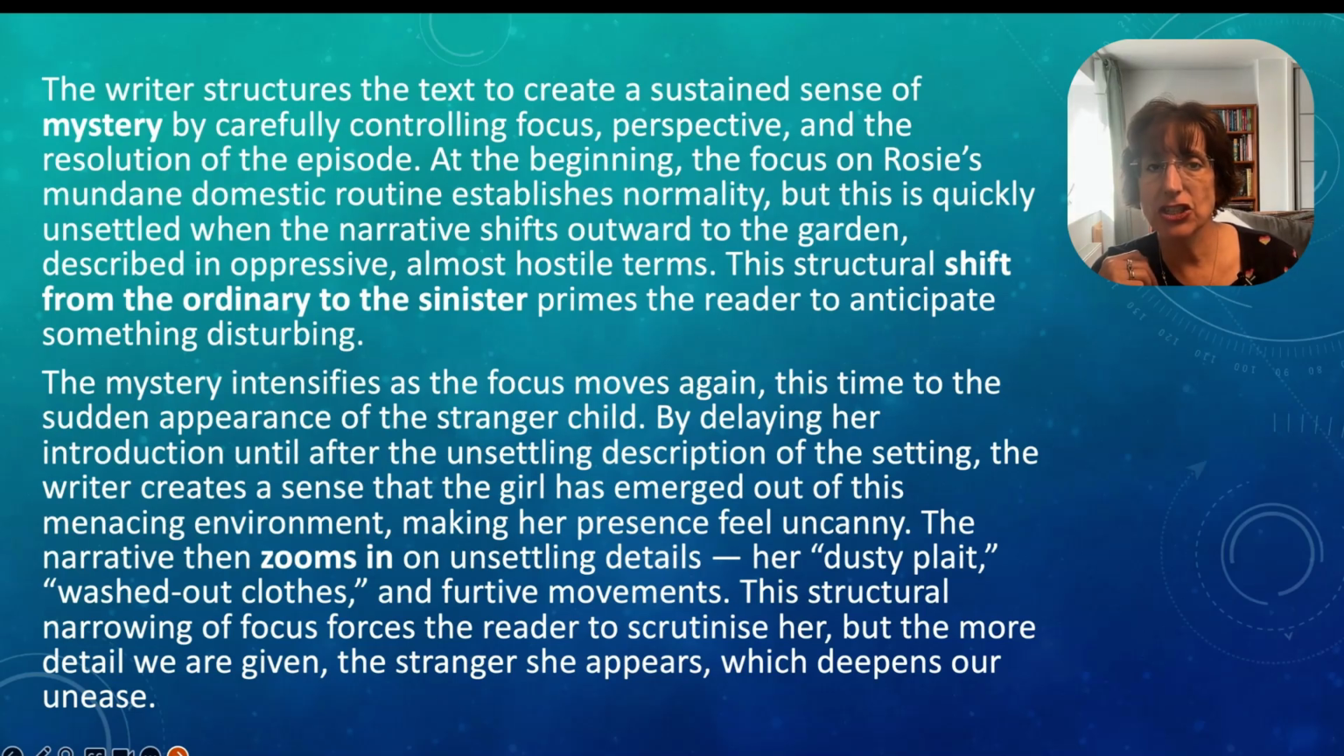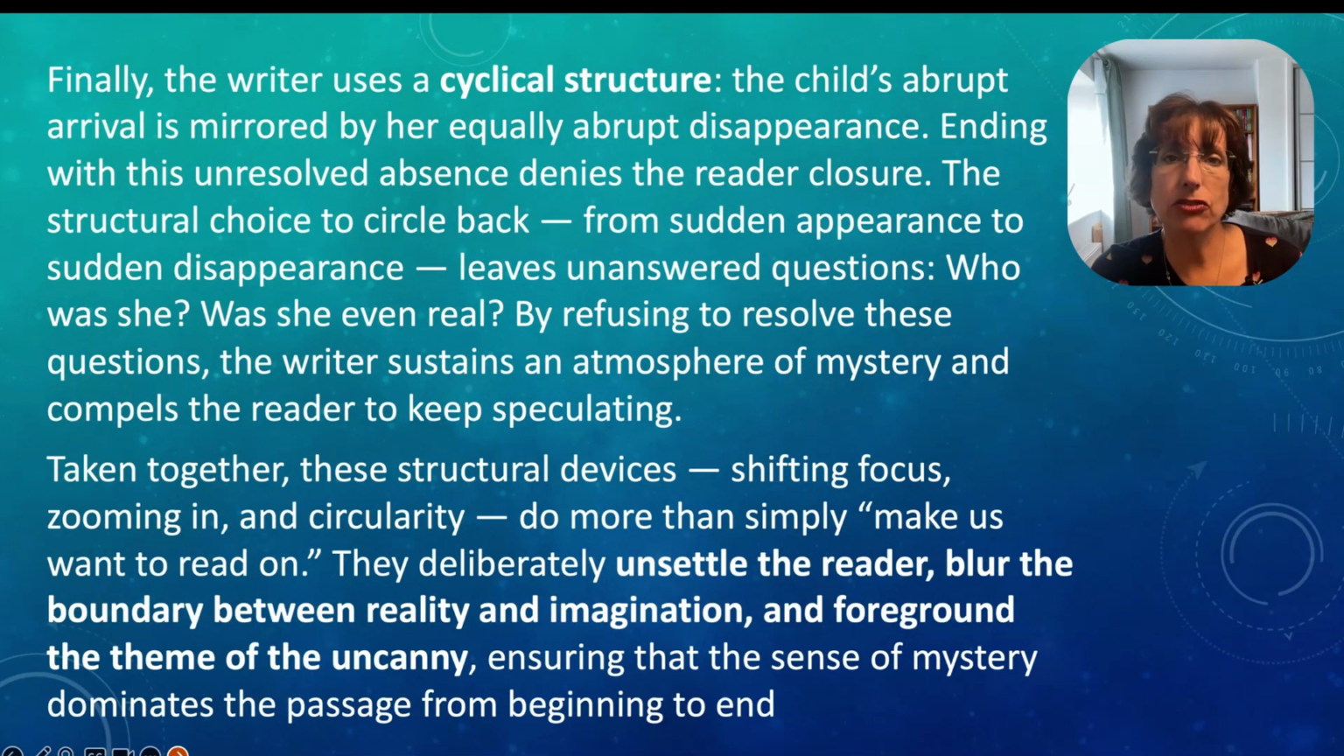The narrative then zooms in on unsettling details, her dusty plait, washed-out clothes, and furtive movements. This structural narrowing of focus forces the reader to scrutinise her, means to look really carefully at her. But the more detail we're given, the stranger she appears, which deepens our unease or our curiosity. Finally, the writer uses a cyclical structure. The child's abrupt arrival is mirrored by her equally abrupt disappearance.